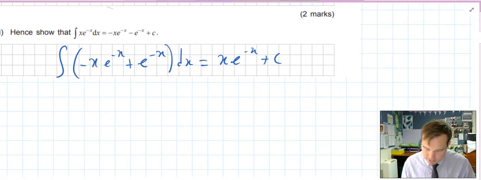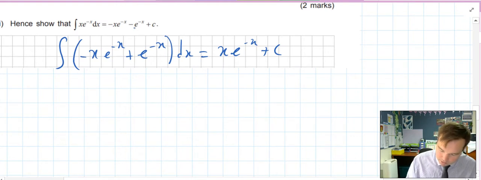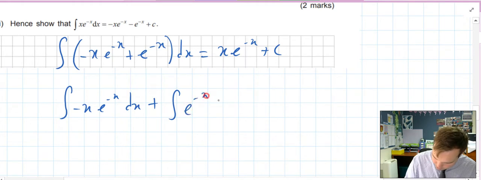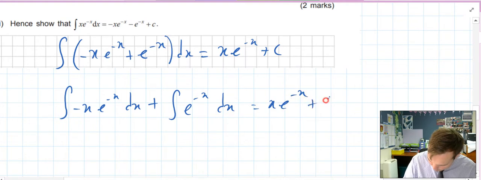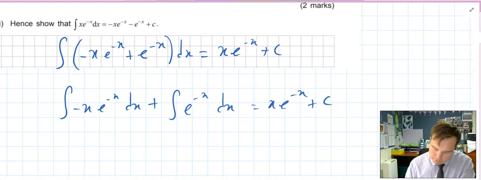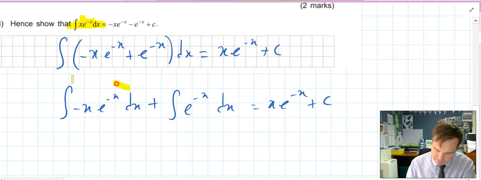Alright, now, how does this help us show? Alright, what we need to do is split it up. The integral of minus x e to the minus x dx plus the integral of e to the minus x dx is equal to x e to the minus x plus c. Alright, now what do we want by itself? What we want by itself is an integral of x e to the minus x, which is pretty close to what we've got here. Pretty close, but there's that cheeky negative in there.